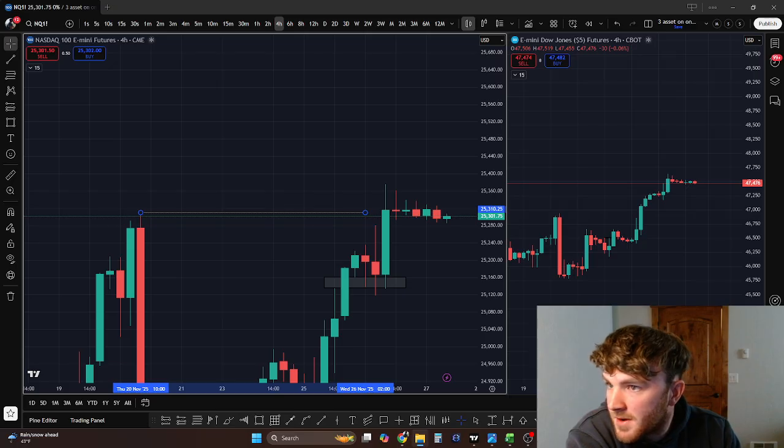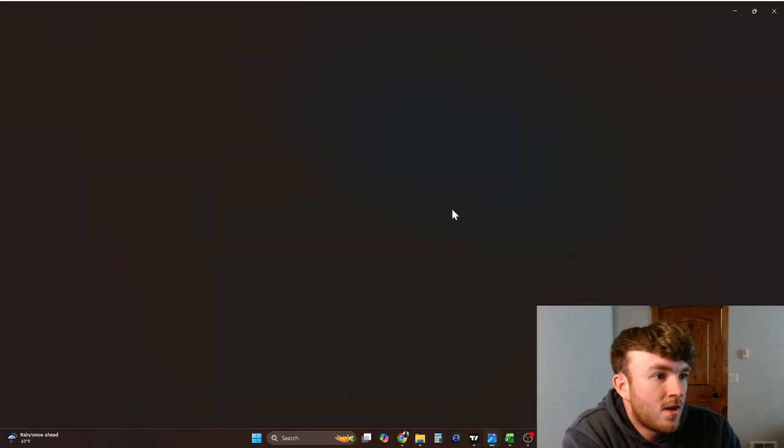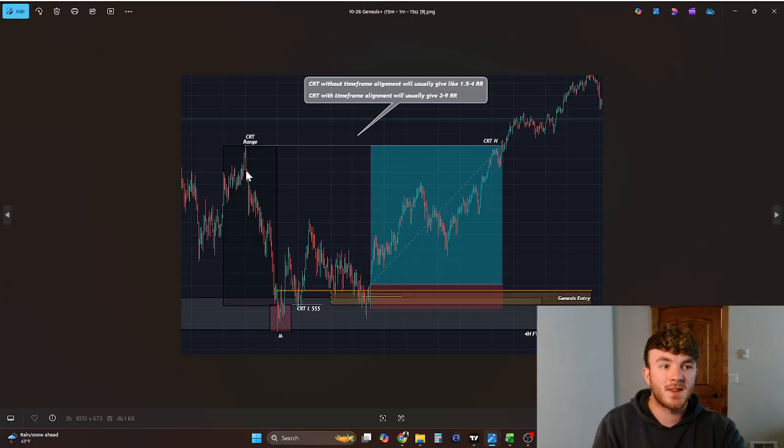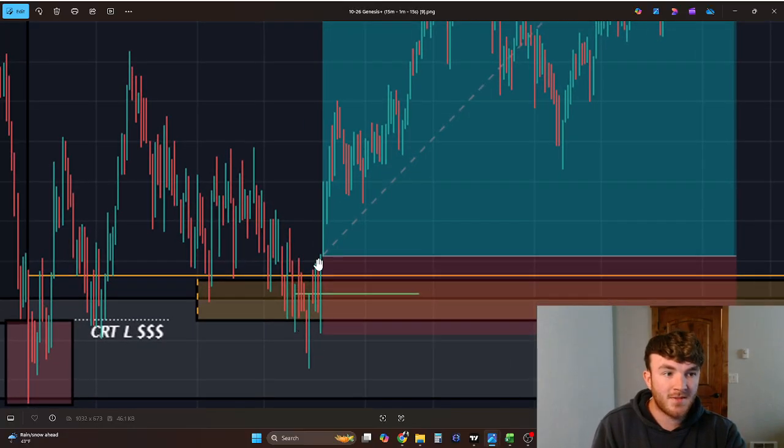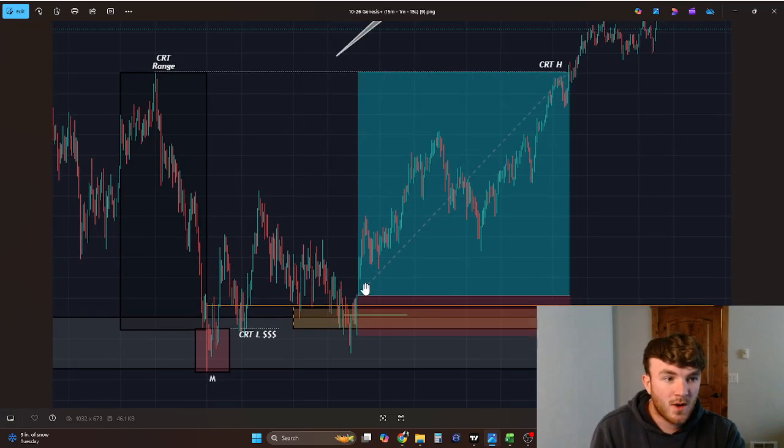Here was the other one where you align time frames. So we have the same thing, a 15-minute candle range, a 1 minute Genesis entry, and then we have a 15-second change in state. This is where it becomes very obvious that we're going to go higher.